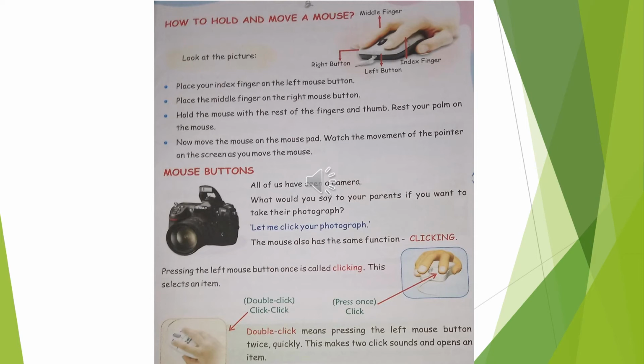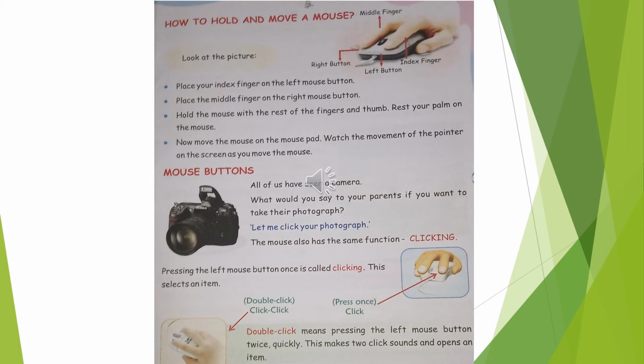Now move the mouse on the mouse pad. We will move the mouse on the mouse pad and we will watch the movement of the pointer on the screen as we move the mouse. Wherever we move the mouse, the pointer will move from one place to another, okay.